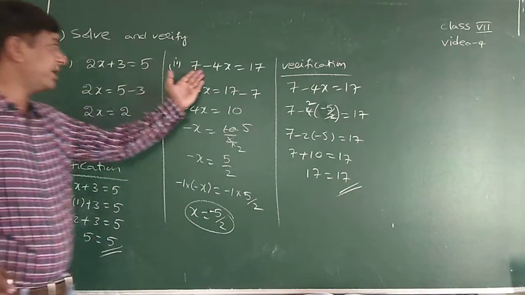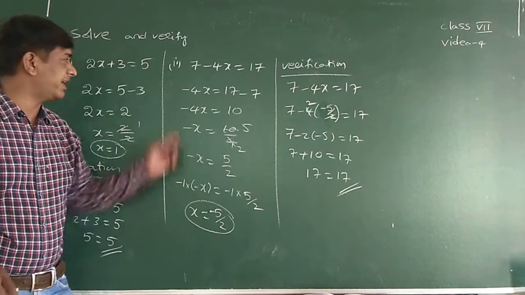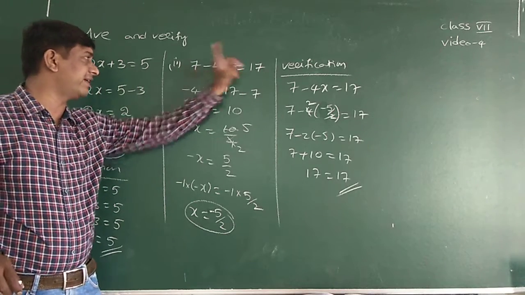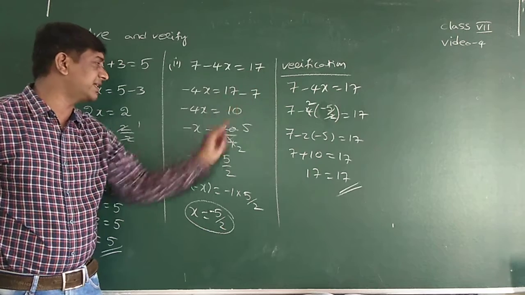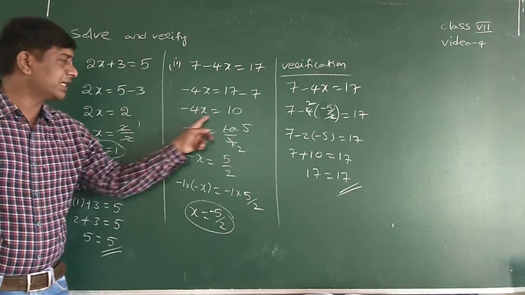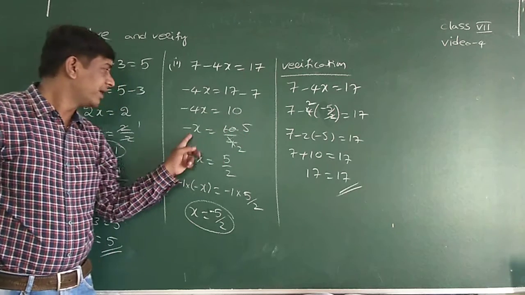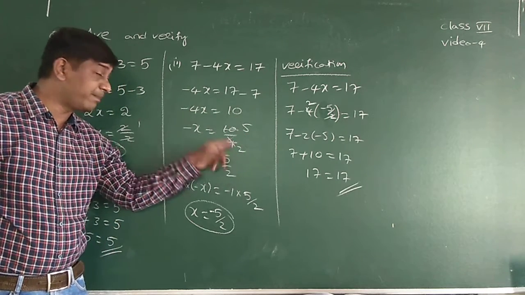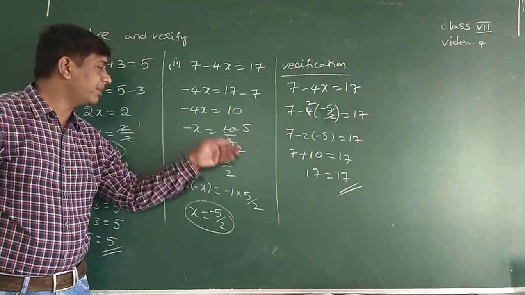See here, 7 minus 4x is equal to 17. Minus 4x is equal to 17. 7 transposes to the other side as minus 7. Minus 4x is equal to 17 minus 7, which is 10. Minus 4x is equal to 10. X is equal to 10 by minus 4, sending 4 to this side by division.